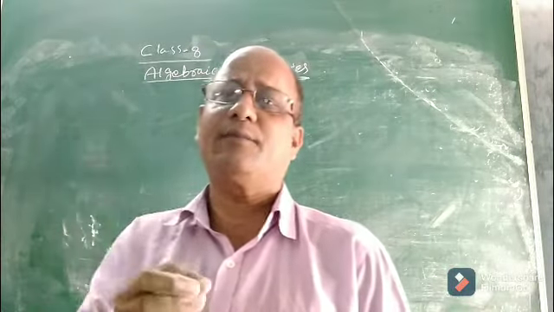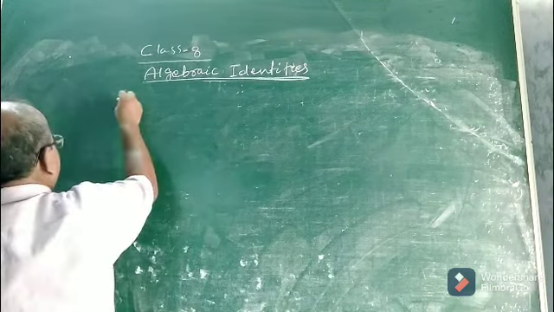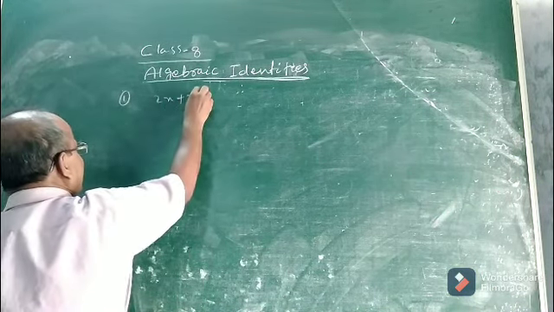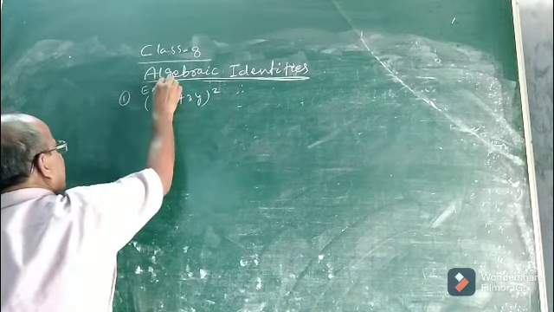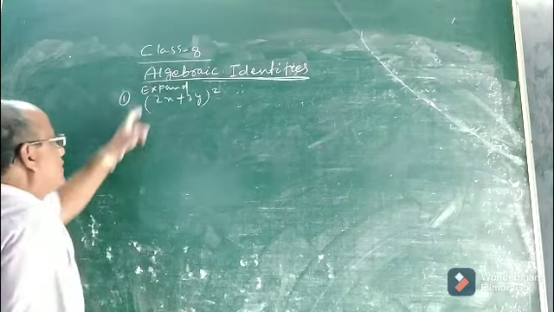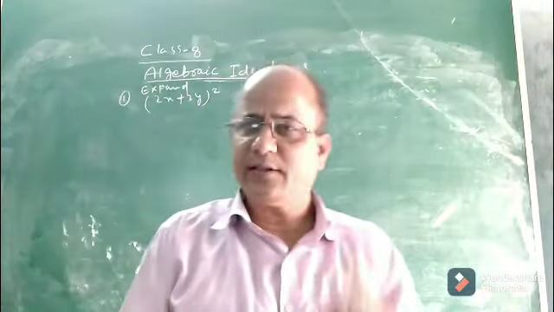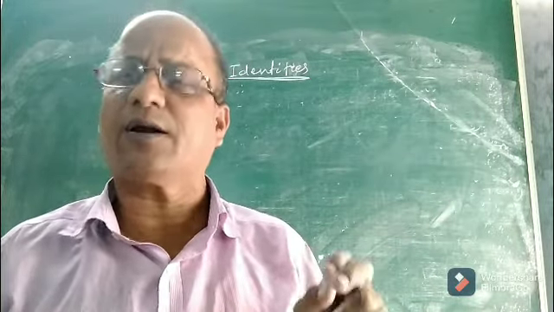Let me discuss with an example so that you will understand the thing better. Suppose you are given an algebraic expression to expand. The question is, expand 2x plus 3y whole square. So how will you expand? This can be expanded in two ways. So what are the two ways?